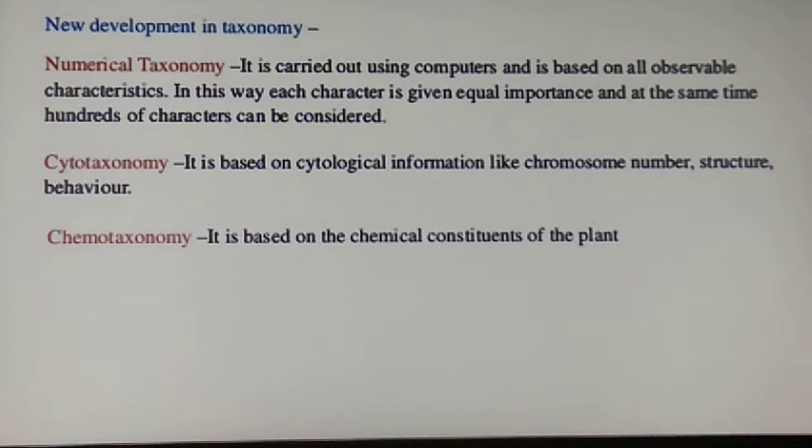Fine. Second we have cytotaxonomy. It is based on cytological information. For example, we have the chromosome number, their structure, their behavior. The third one we have is chemotaxonomy. It is based on the chemical constituents of the plants. So this was all about taxonomy.